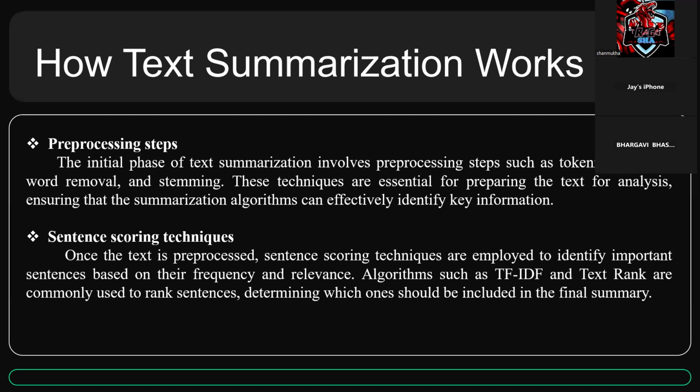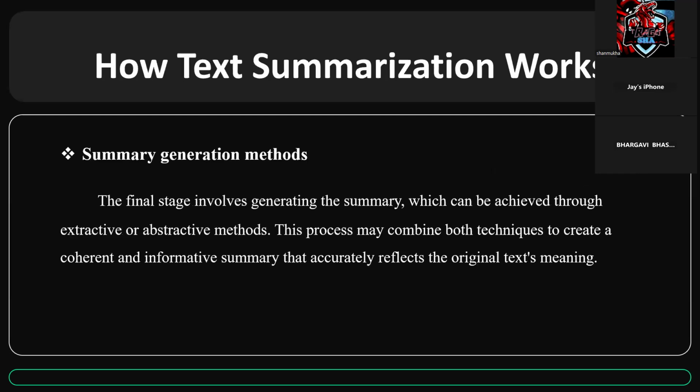And for the summary generation method, the final stage in text summarization, it generates the summary, which can be achieved through extractive and abstractive methods. This process may combine both techniques to create a coherent and informative summary that accurately reflects the original text meaning.